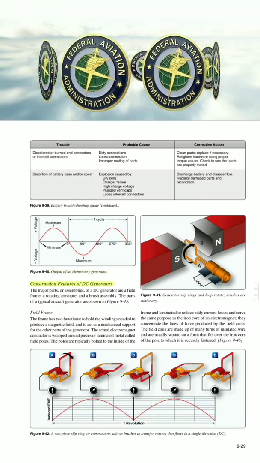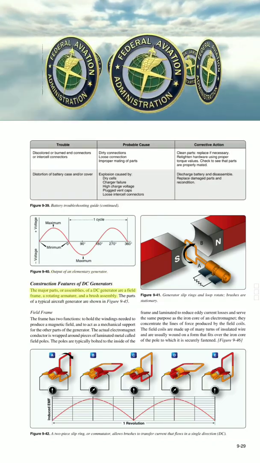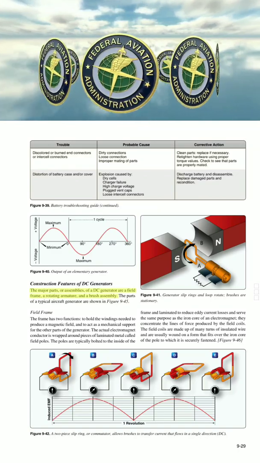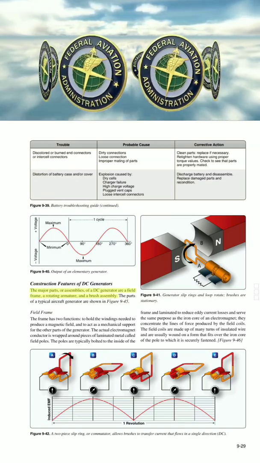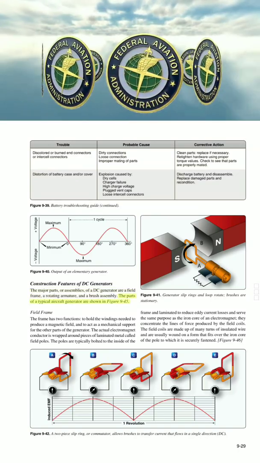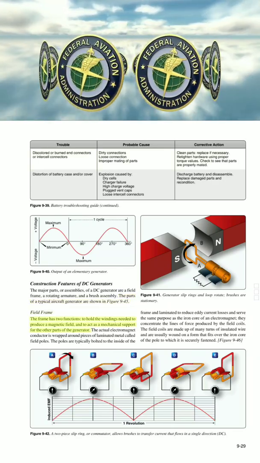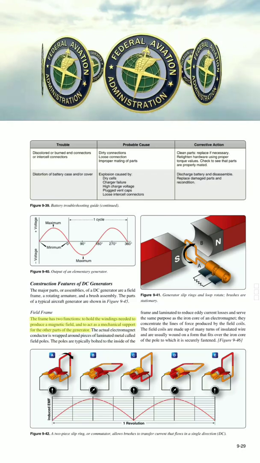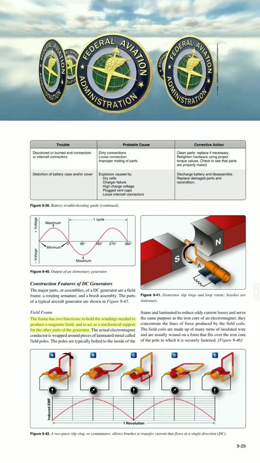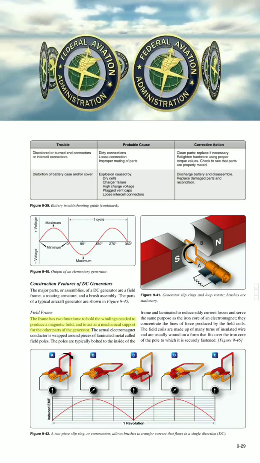Construction features of DC generators. The major parts, or assemblies, of a DC generator are a field frame, a rotating armature, and a brush assembly. The parts of a typical aircraft generator are shown in Figure 9-45. Field frame. The frame has two functions: to hold the windings needed to produce a magnetic field, and to act as a mechanical support for the other parts of the generator.